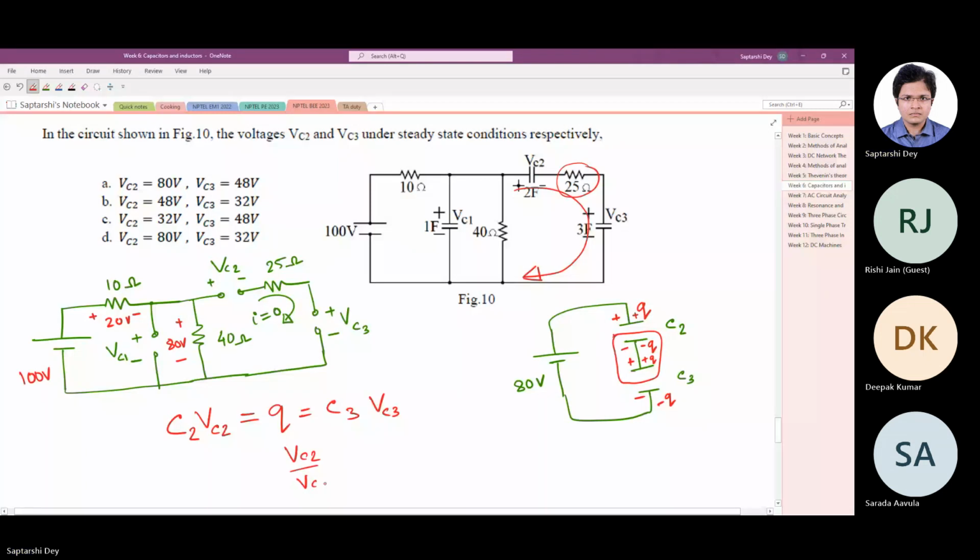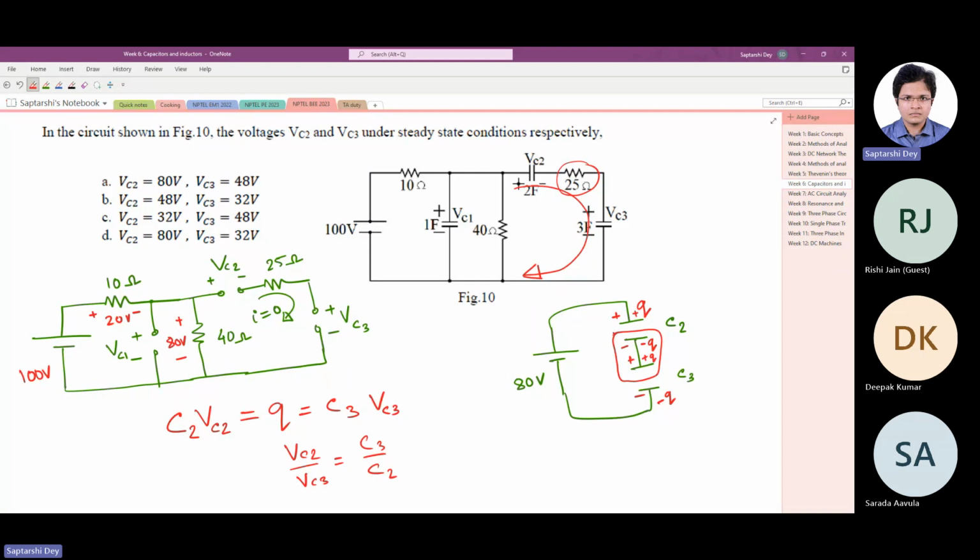So what is that called? Reverse proportion, or what is that called? Right. Inversely proportional. The voltage is distributed in inverse proportion of the capacitor values. Now if C3 by C2 is how much? C3 is 3 and C2 is 2, it's given in the question. 3 farad and 2 farad.